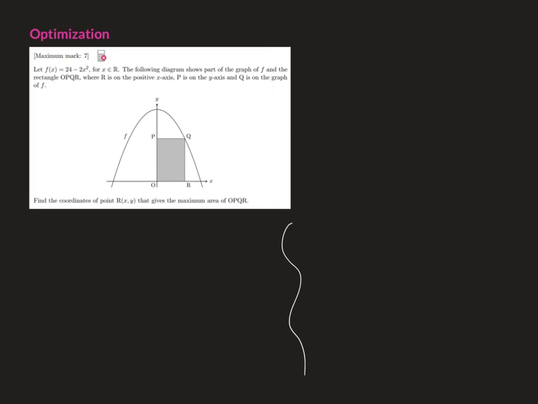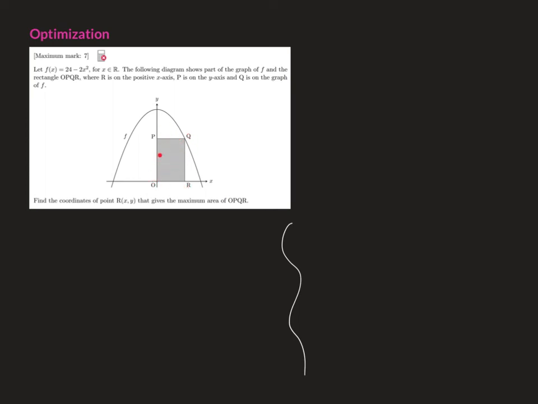The final example, let f of x equal to 24 minus 2x squared for x in the real numbers. The following diagram shows part of the graph of f and the rectangle OPQR, where R is on the positive x-axis and P is on the y-axis, and Q is on the graph of f. Find the coordinates of the point R that gives the maximum area OPQR.